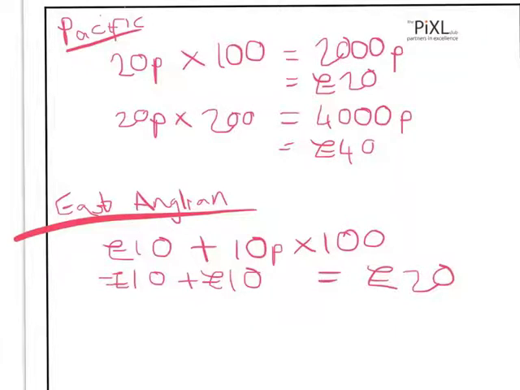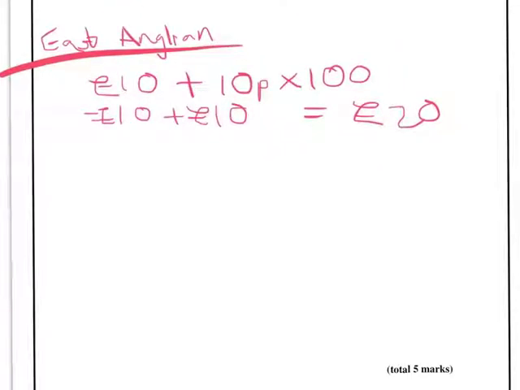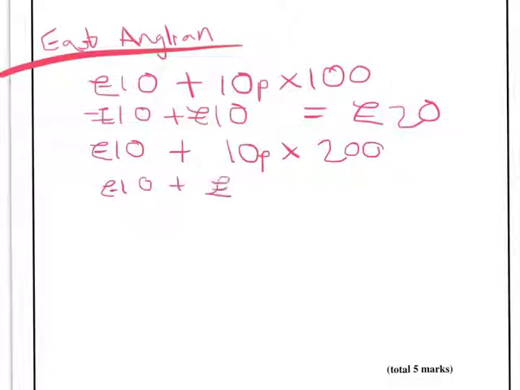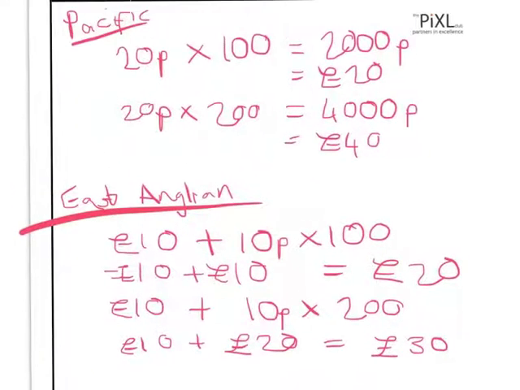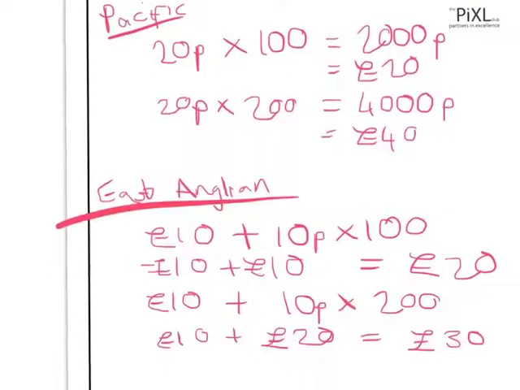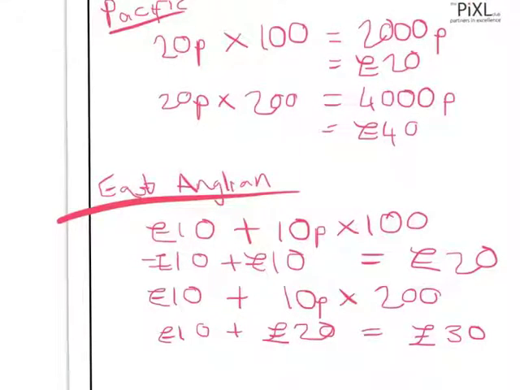That's for 100 units. And if we do that for 200 units, so that's going to be £10 plus 10p times 200, which is 2,000 pence, but that's £20, so that's £10 plus £20, which equals £30. So it gives us our two extremes. We can now look at between £20 and £30 for East Anglian, between £20 and £40 for Pacific, or if we go back to the initial company, North Eastern, it would be a basic cost of £30, whatever.